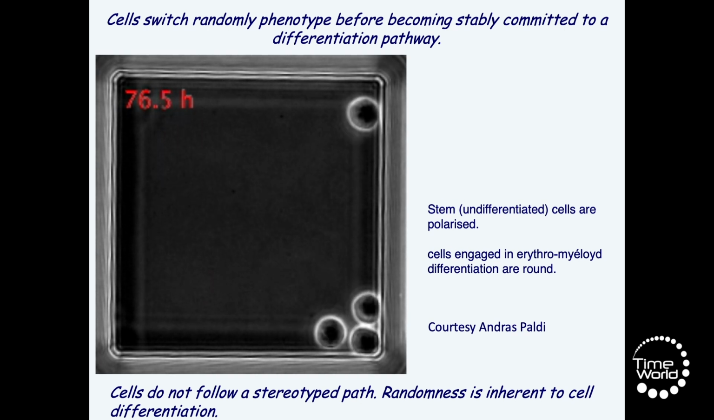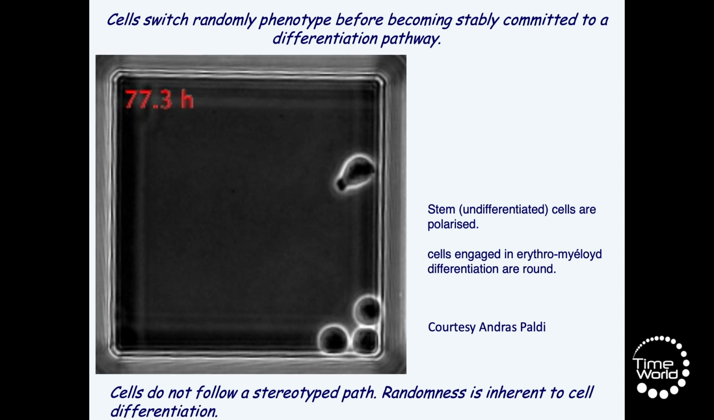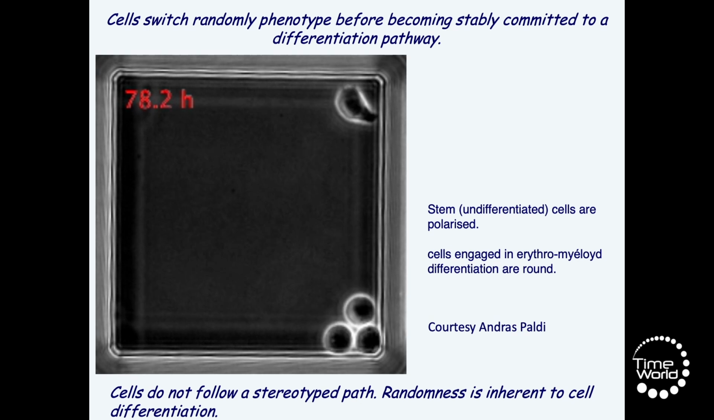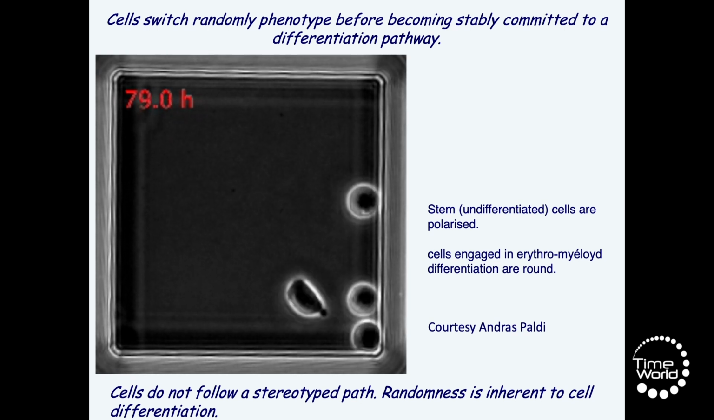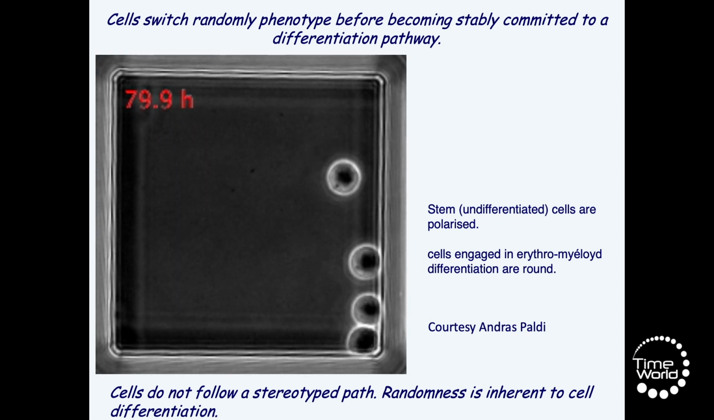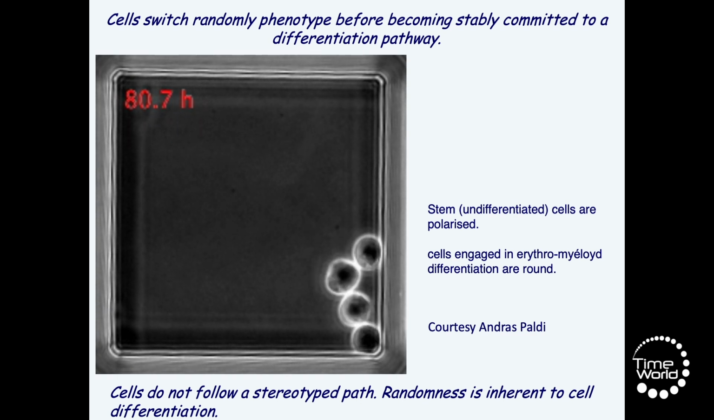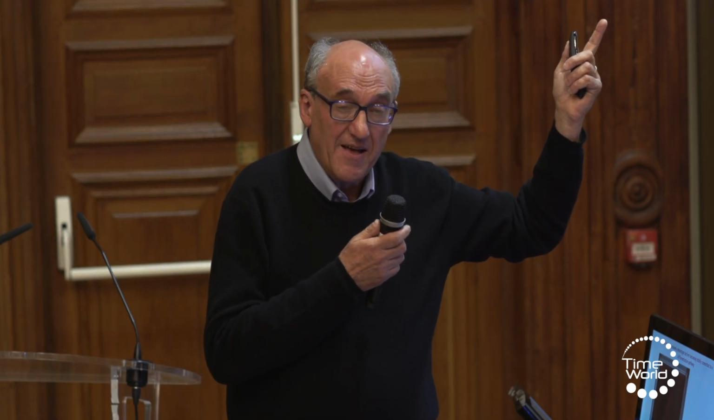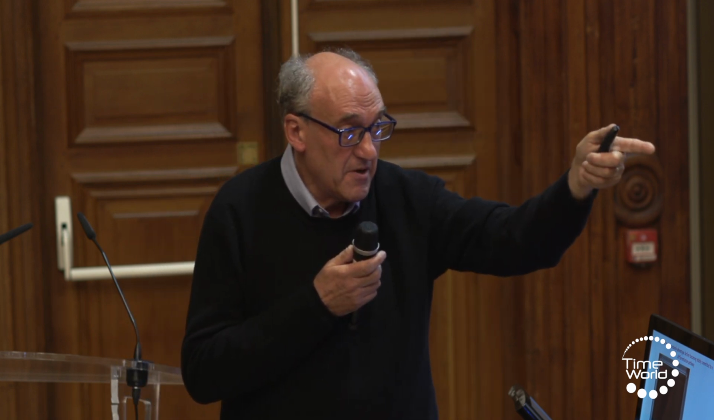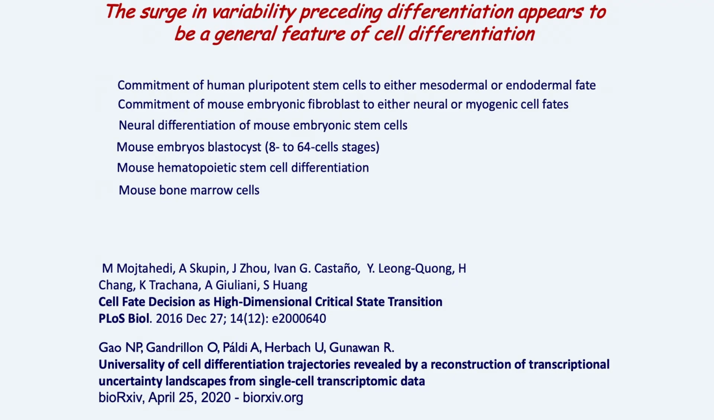stably committed to the differentiation pathway. So this experiment shows visually, you have seen it with your own eyes, that cells do not follow a uniform path. They do not follow a program toward differentiation. On the contrary, randomness is inherent to the process.